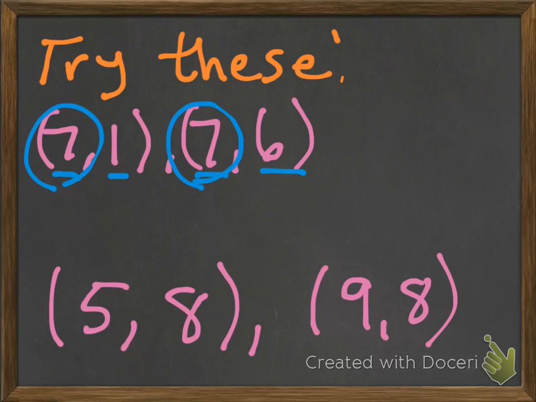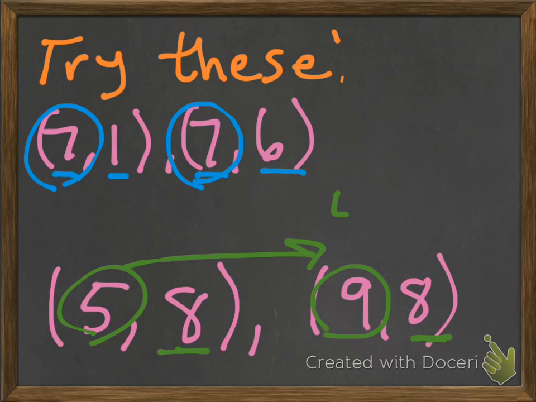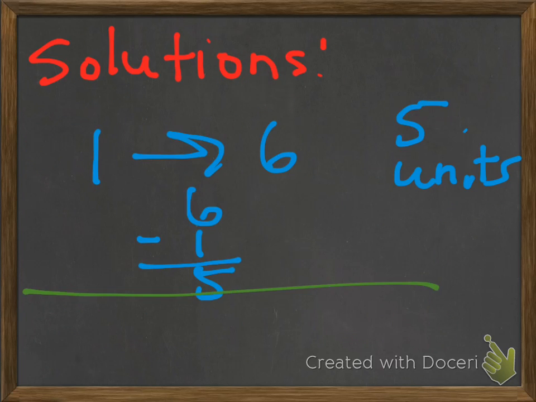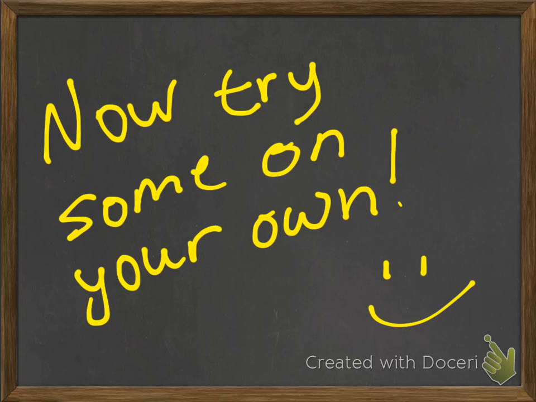Looking at the other one, you have (5, 8) as well as (9, 8), and in this case the y's are exactly the same, so you don't need to do anything about those. But we have a 5 and a 9, and if we go from 5 all the way up to 9, we're going to go 4 units. In other words, 9 minus 5 equals 4. Now, try some on your own. Good luck.